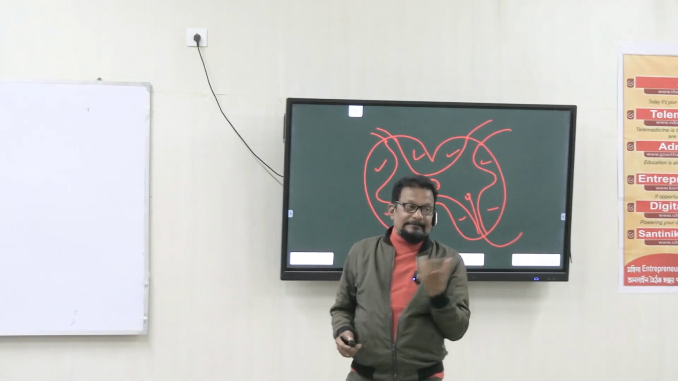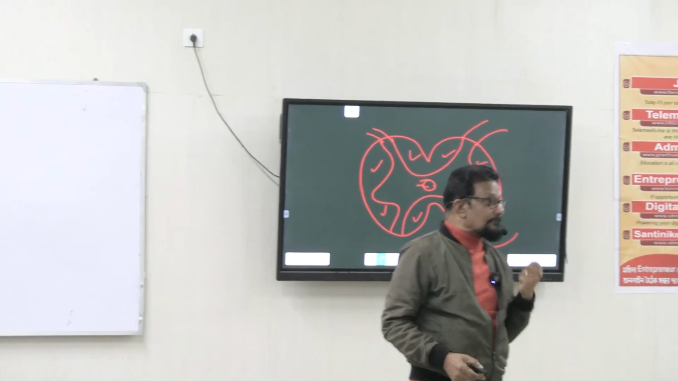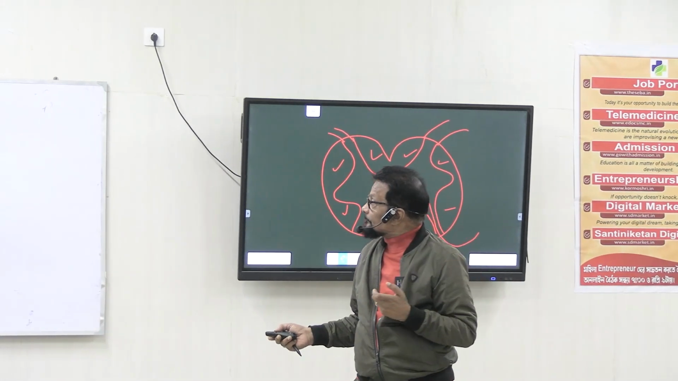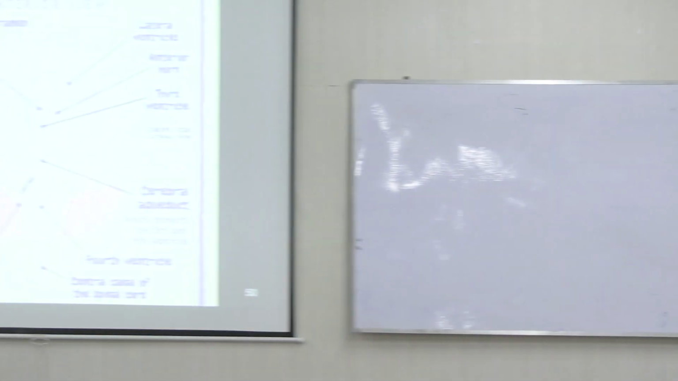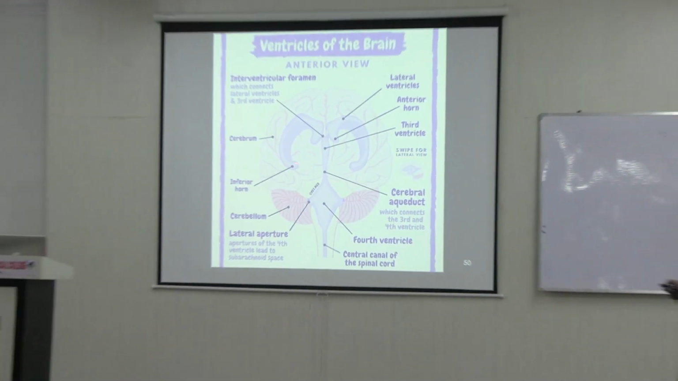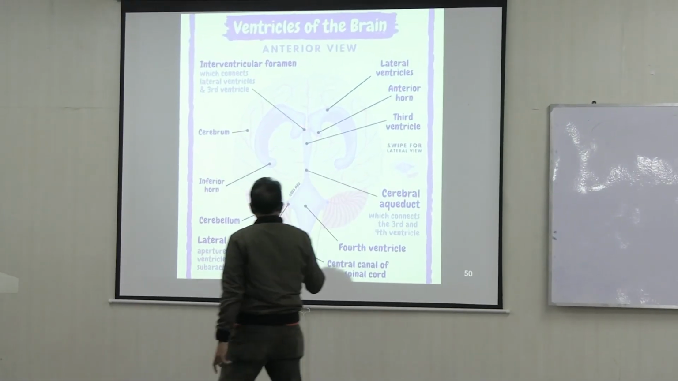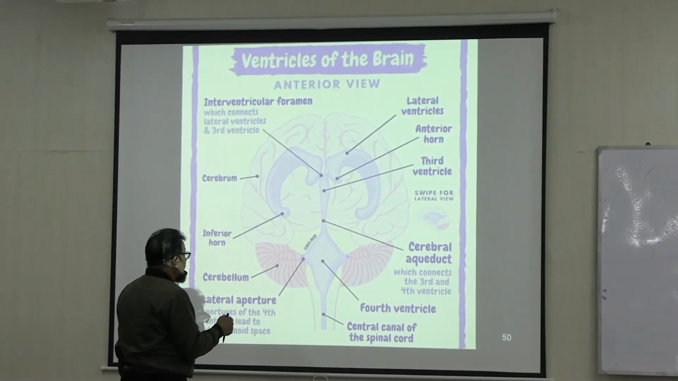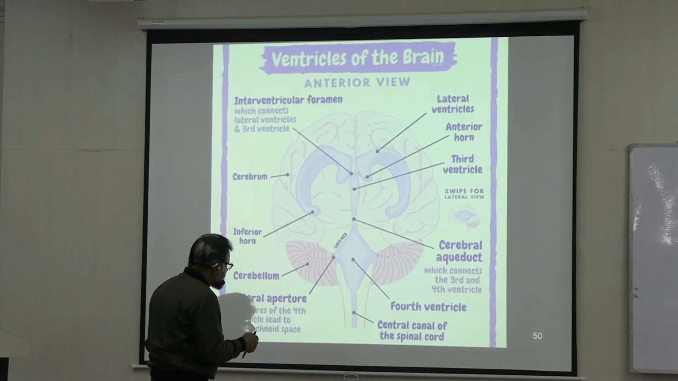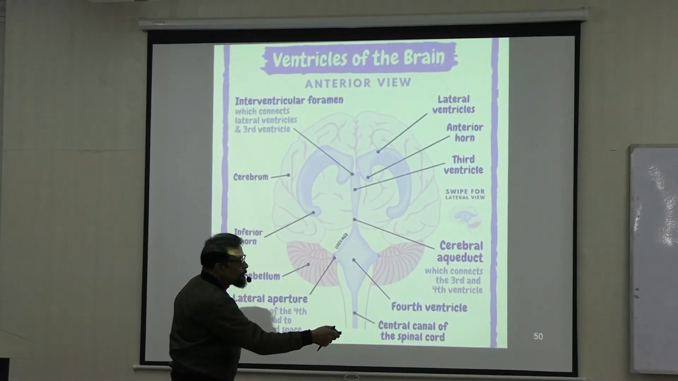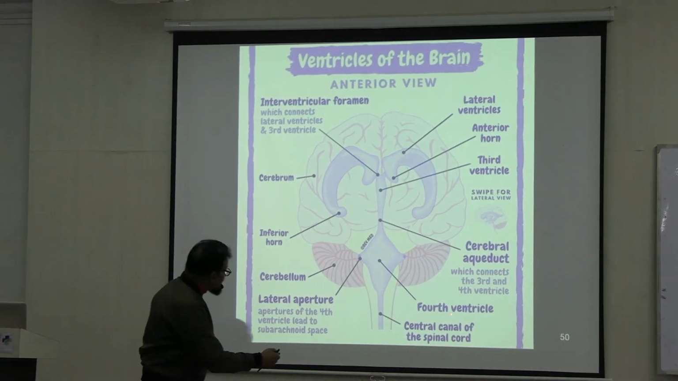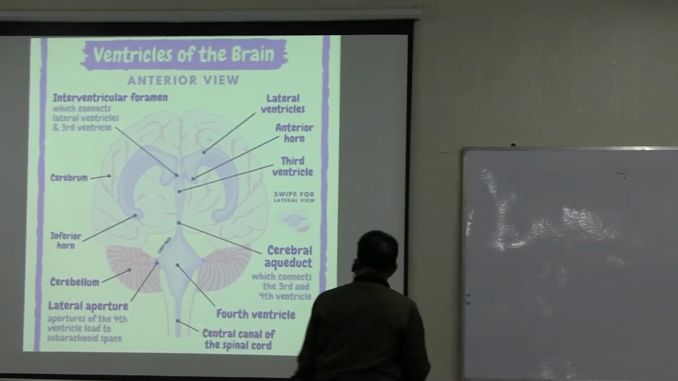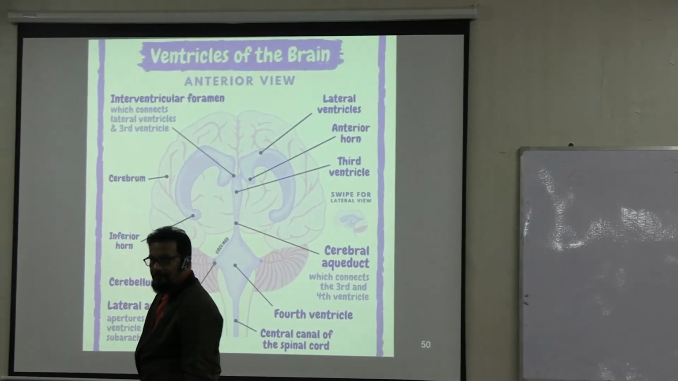So what is there in these ventricles? Cerebrospinal fluid. See, this is the brain, and these two are lateral ventricles, this is the third ventricle, and this is the fourth ventricle, and this fourth ventricle continues to the central canal. If you take a section of this spinal cord, it will look like this, and at the center you will get this central canal.